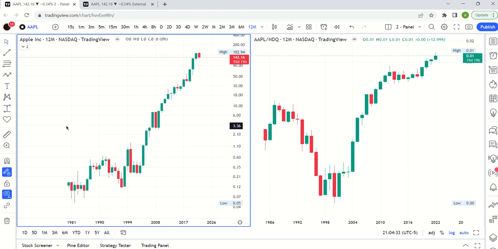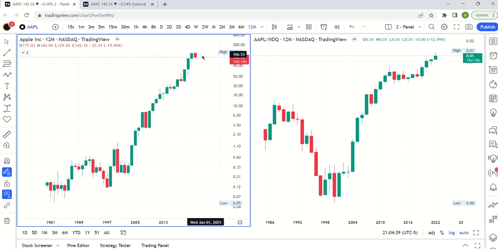Also called an annual chart, I've been calling it. Basically, every candle here is an entire year of price action. So this most recent candle, which is red, is 2022. And this candle all the way to the left is 1980, right? So this is the whole year of 1980. This is the whole year of 2022.